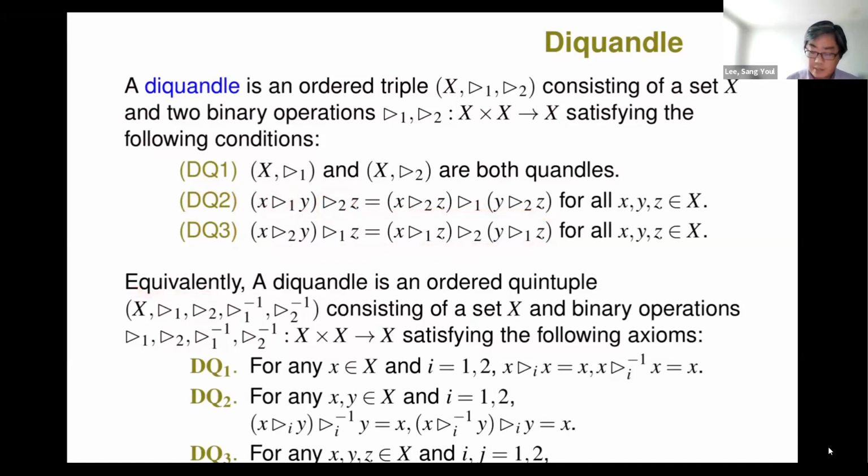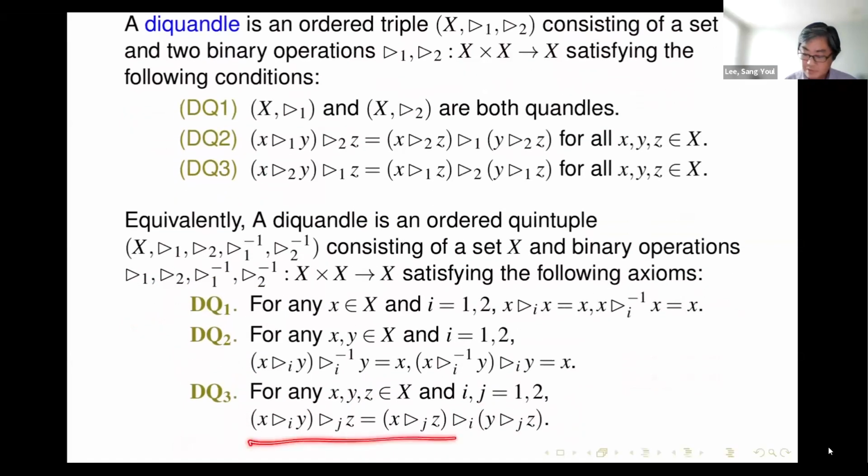Equivalently, we can define a diquandle like this. A diquandle is an ordered quintuple of a set X and four binary operations, satisfying Q1, the idempotent law, and the second axiom, this identity. DQ3 is the right distributive law. Okay, this one. Anyway, we can use these two definitions.